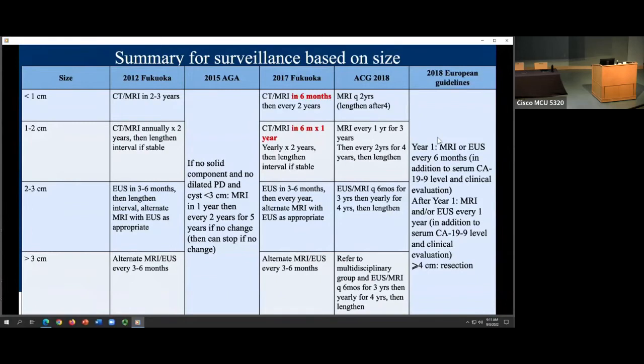For cysts greater than 3 centimeters, you could alternate MRI and EUS every 3 to 6 months as per the Fukuoka guidelines. However, the main thing to consider is to refer to a multidisciplinary group, and make sure these patients are followed by an expert team.